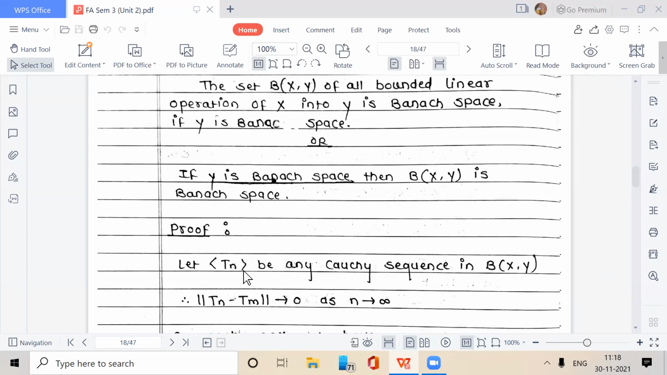First write: let B of X comma Y, that is the set of all bounded linear operators from X to Y, be the space of all bounded linear operators of X into Y. This will be the first statement. We have to write first what we have been given. Then write: let the sequence Tn be any Cauchy sequence in B of X comma Y.